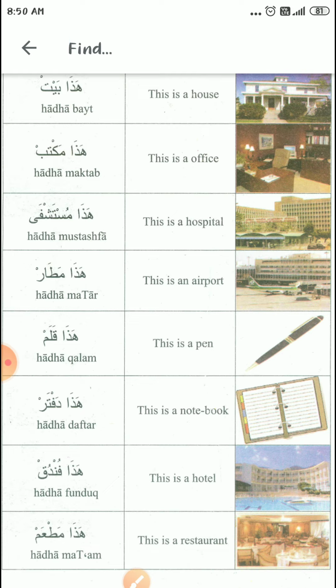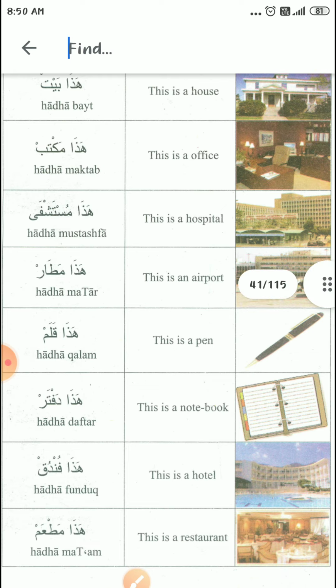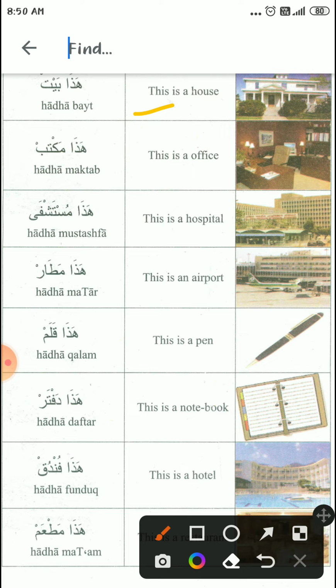This is. Haza. Haza bait. This is a house. Haza maktab. This is an office. Haza mustashfa. This is a hospital. Haza matar. This is an airport. Haza qalam. This is a pen.